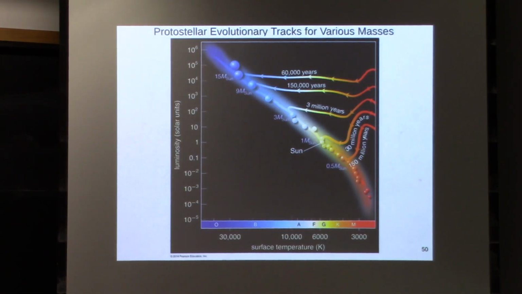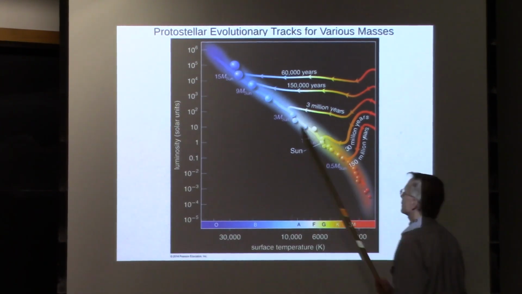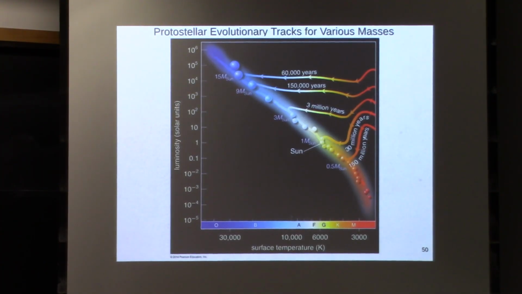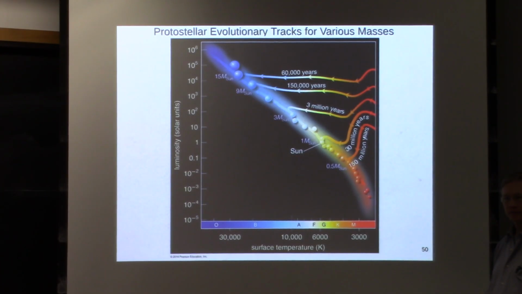Just as high mass stars burn through their fuel more quickly and don't spend as long on the main sequence, they also collapse more quickly and take less time to reach the main sequence from the protostar stage. And so here are some protostar evolutionary tracks labeled with, according to computer models, how long it takes the protostar to complete its collapse to form a zero-age main sequence star. And so you can see for the sun, it's roughly 30 million years.